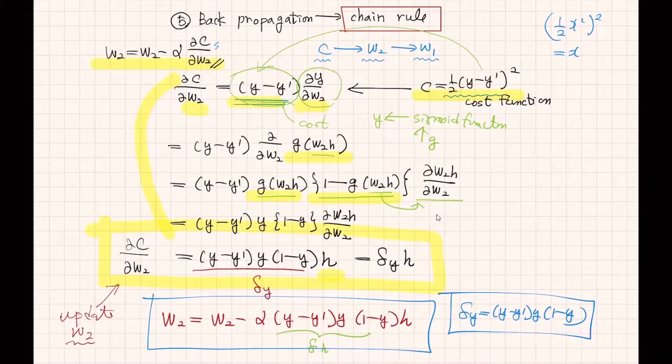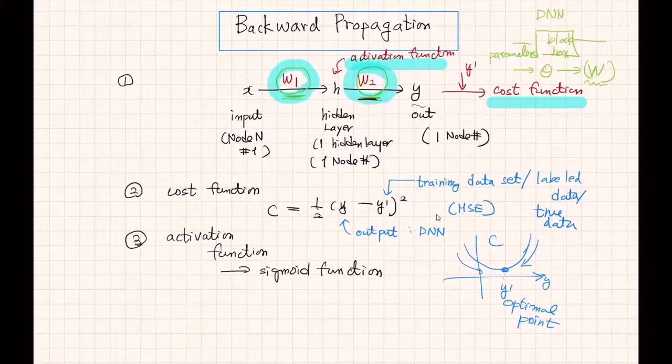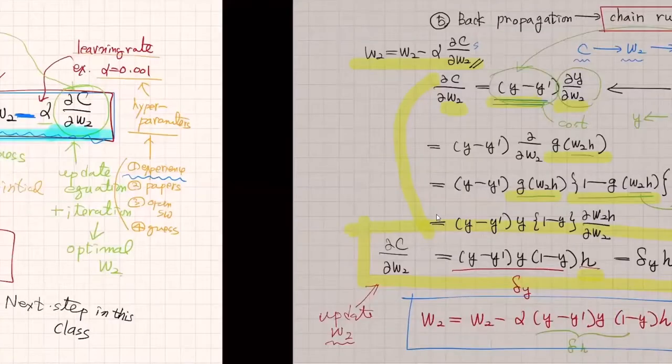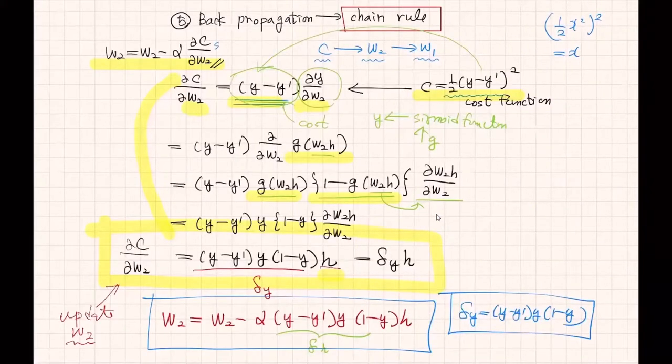And we found that if we know the output of this deep neural network and the true number, that difference, and then the output value and 1 minus the output value, which is actually the differentiation part of the sigmoid function, and H. H means the hidden layer output. As soon as we know these values, we know the gradient of this cost function with respect to W2. And we can define delta y as the gradient of this cost function at the stage of output, that can be defined this way.